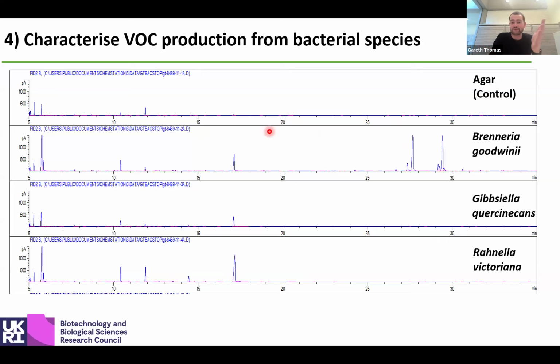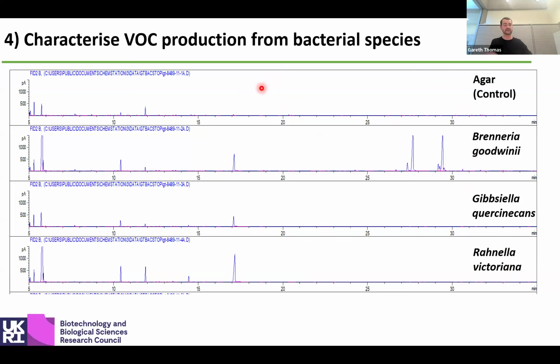So these are 4 representative traces from each different treatment. We've got the agar on its own, which is the control, so no bacteria there, then the Brunneria goodwinii, Gibbsiella quercenicans, and the Rhinella victoriana. What we're looking for is small peaks in each of these treatments, and ideally ones that aren't present in the agar control, which would indicate that they're biological.